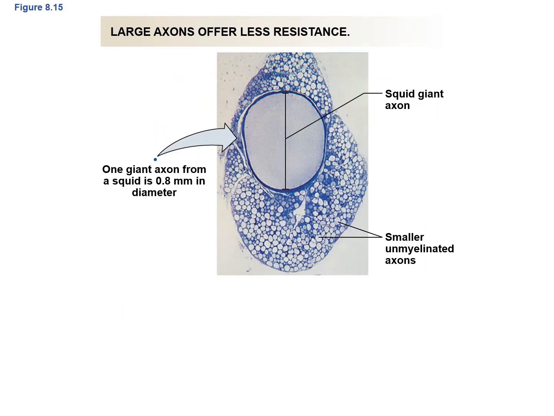So now that we've discussed different aspects of the action potential, I want to talk a little bit more about how it moves. There are two major features that allow action potentials to actually move faster. Okay? They're going to be myelin sheaths, which we'll talk about in a bit, and the simple size of the axon. One of the first things is that large axons offer less resistance.